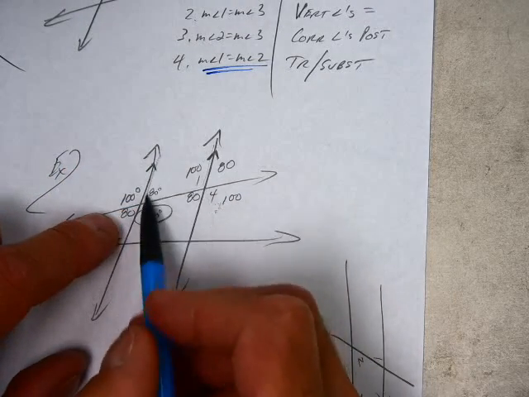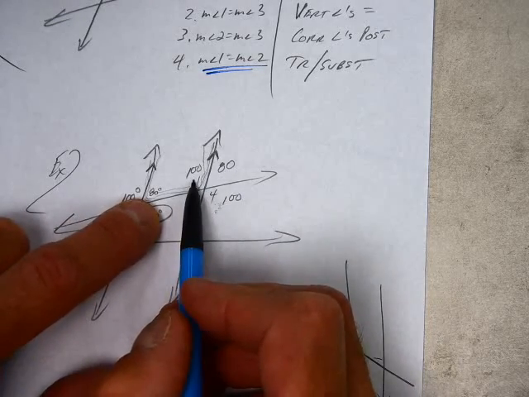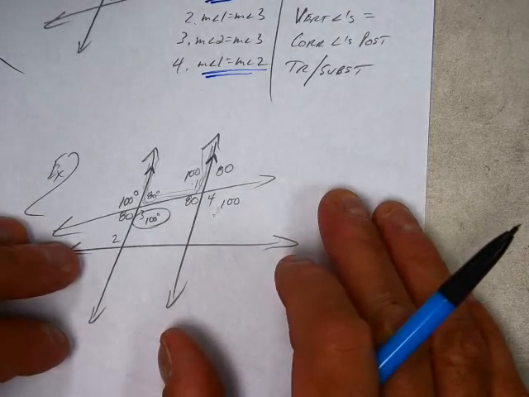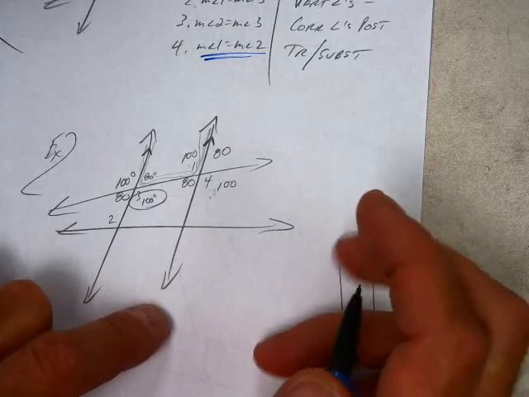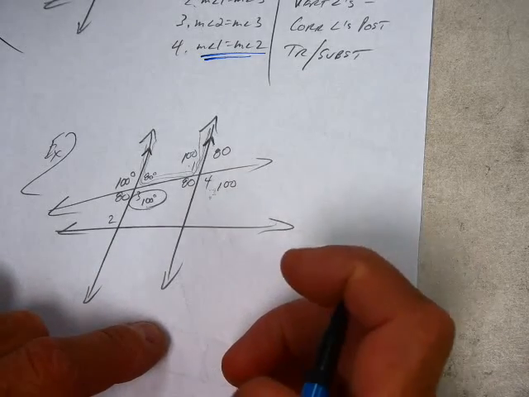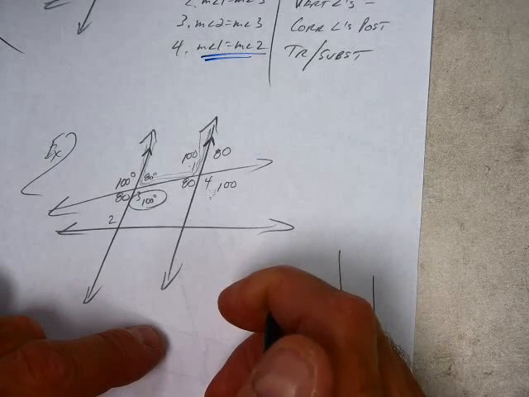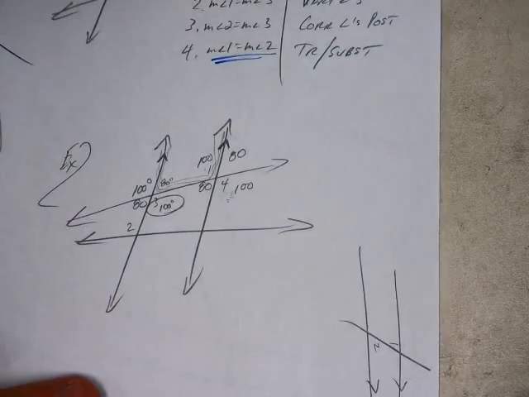And let's double check this. Same side interior, consecutive interior, they do the 180. Sounds like a dance. Do the 180. We should make up a dance. Wyatt, get all over that. You could do that, couldn't you? Look for choreographers.